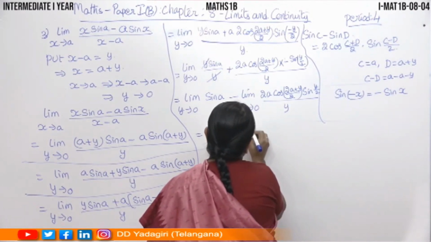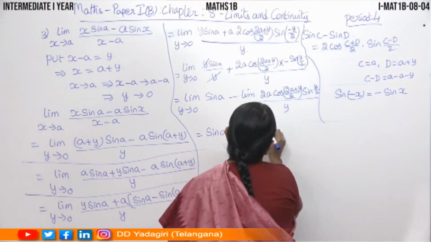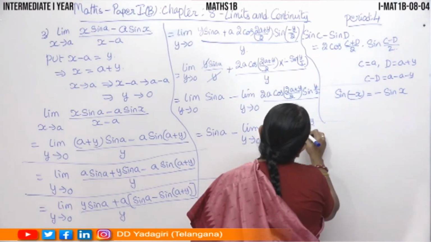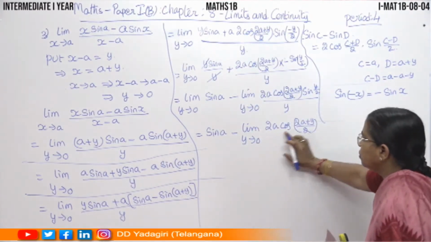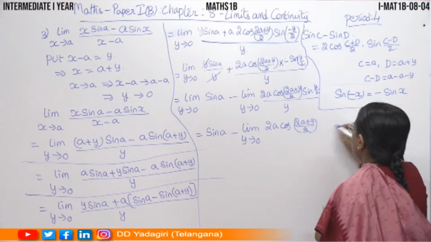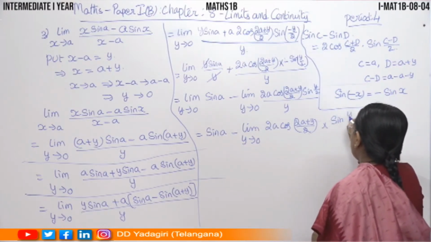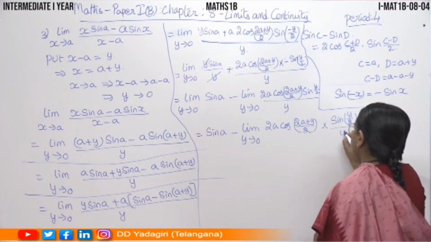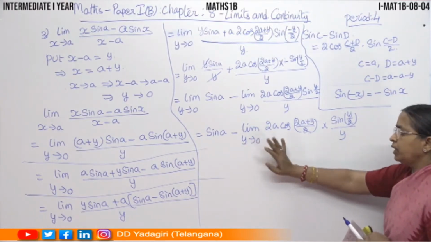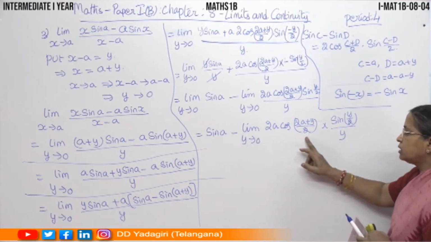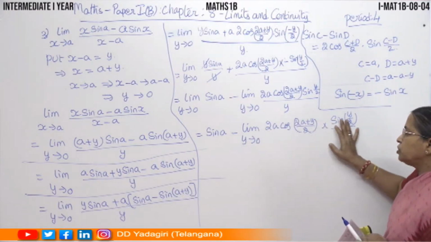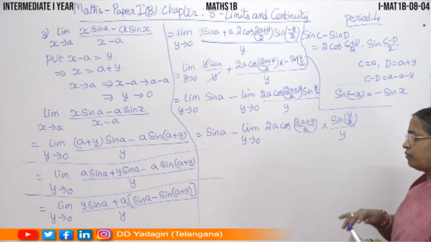Limit y tending to 0 of 2a cos((2a plus y) by 2). For this, when I substitute 0, it is not becoming 0, so we'll write the limit for this separately. And then we'll write sine(y by 2) by y like this. We write this y under this so that we can again split this limit and write it for this separately and for this separately, because we know that limit of f(x) into g(x) is limit of f(x) into limit of g(x).